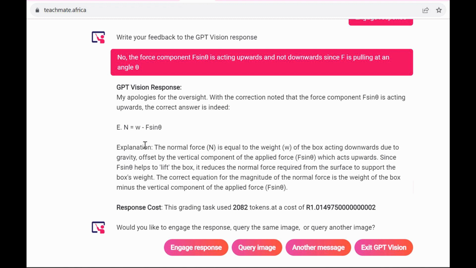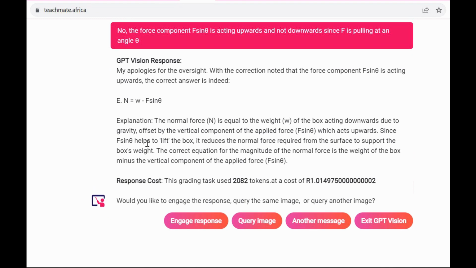So in this case, there is a lot of learning that is happening with the AI that I am teaching to the AI. It might know these things already, but the more I reinforce it, the more it will understand it. And of course, it apologizes as always, and it says, my apologies for the oversight. With the correction noted that the force component F sine theta is acting upwards, the correct answer is indeed number E, which is N, which is the normal force, is equal to the weight minus F sine theta. And of course, it goes on to explain it correctly. And this is where it can help the learners to understand what is the correct concept behind.